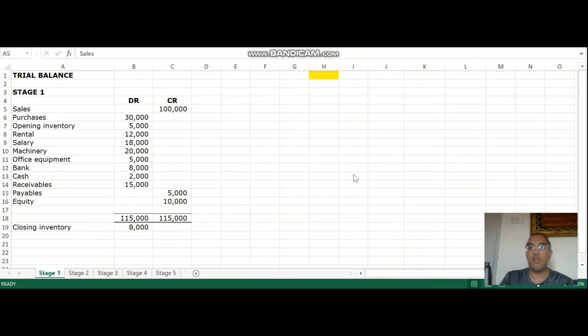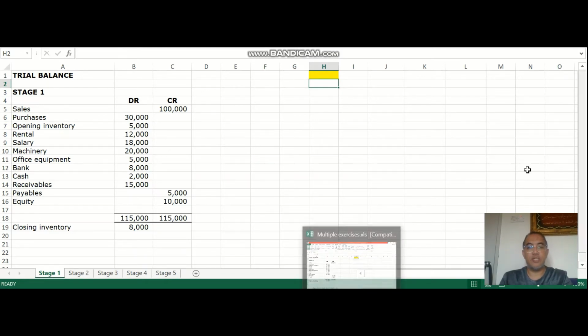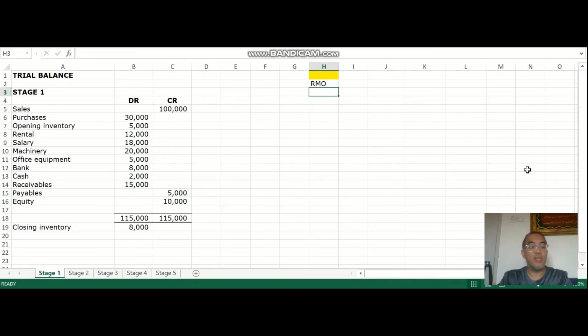Okay, now we are in Excel. I have copied the question here so I can refer to it easily. Now we start with the name of the company. For the name of the company, I just put RMO, Restricted Movement Order, and this is the statement of profit and loss for the year ended 31st December 2020.